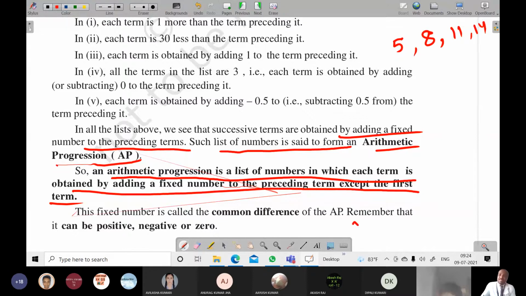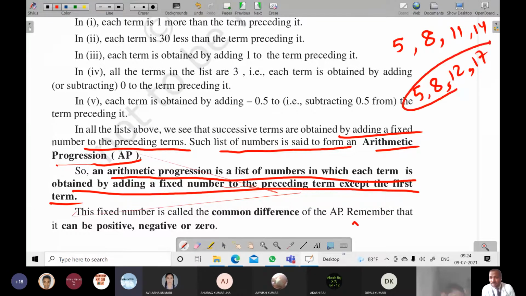But if it is like this, 5, 8, 12, then after that 3 increased, 4 increased, 5 increased, 17. Of course this is also forming a pattern, but this is not AP, because here the difference is not common. It keeps on changing. Got it? Yes, sir. Okay.